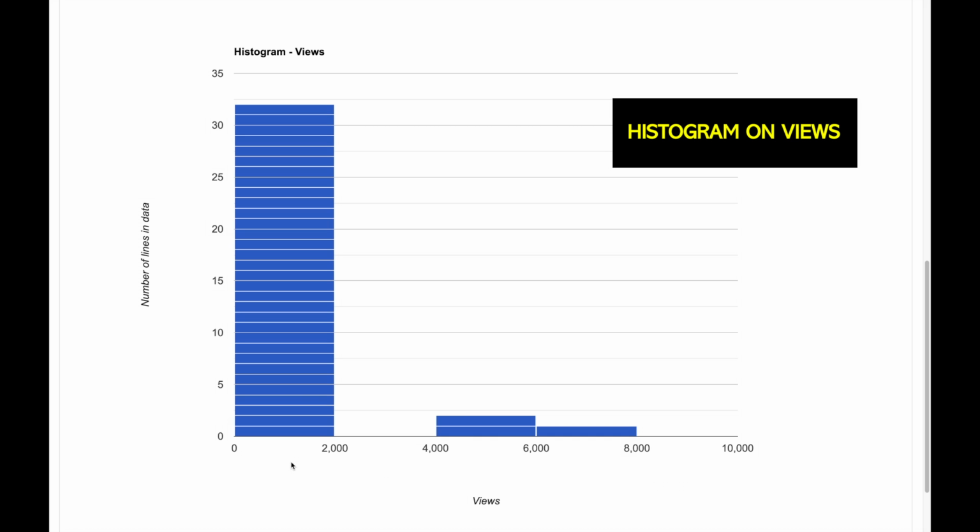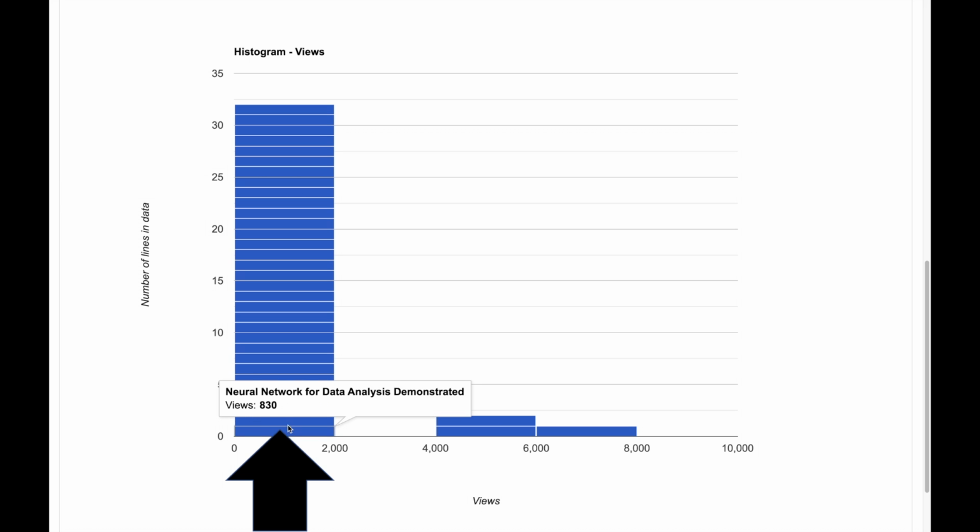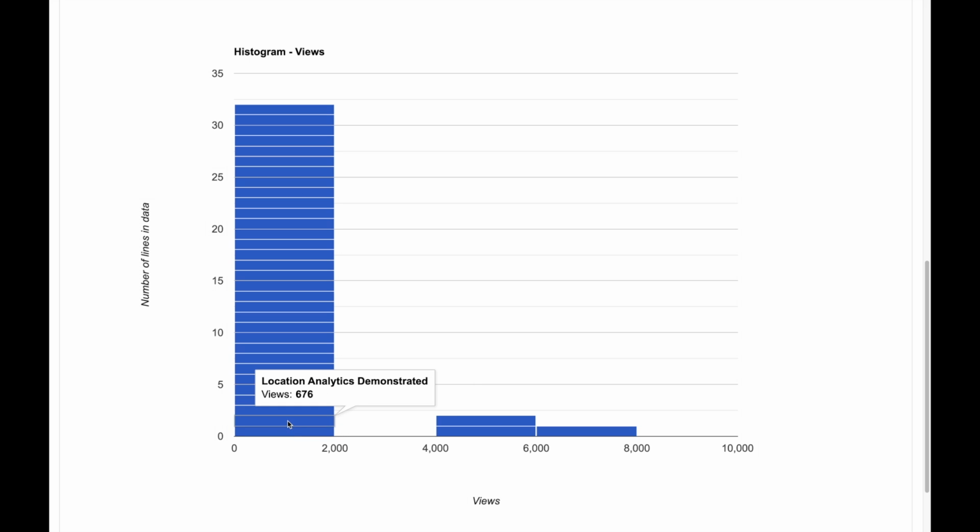One of the first analyses which you can do is to make a histogram on views. Analysis of my channel indicates that most of the videos have about 0 to 2000 views. You can also hover over the histogram to find out the related videos.